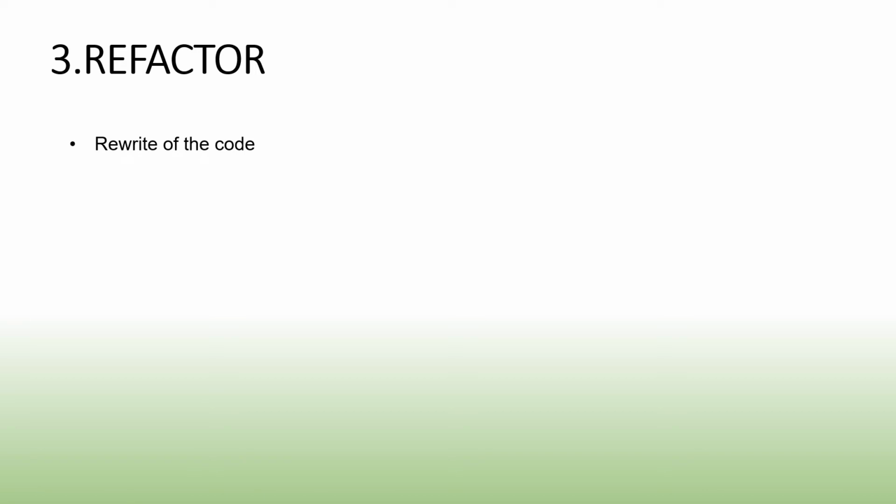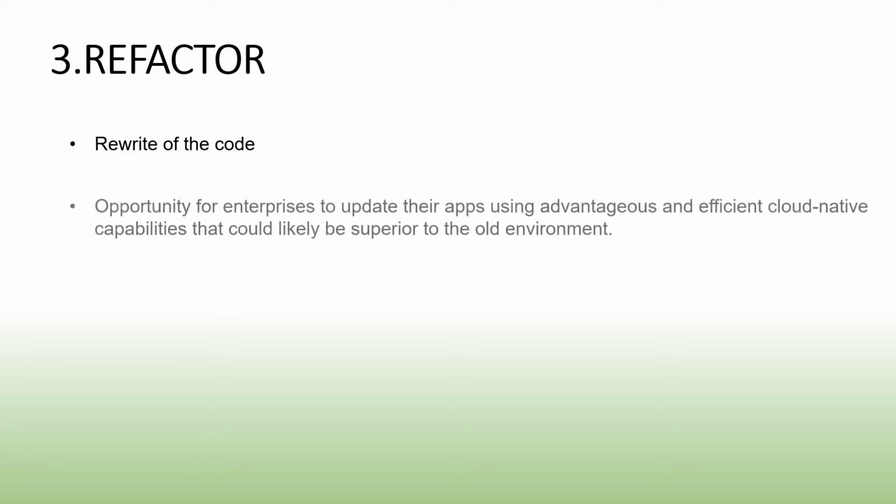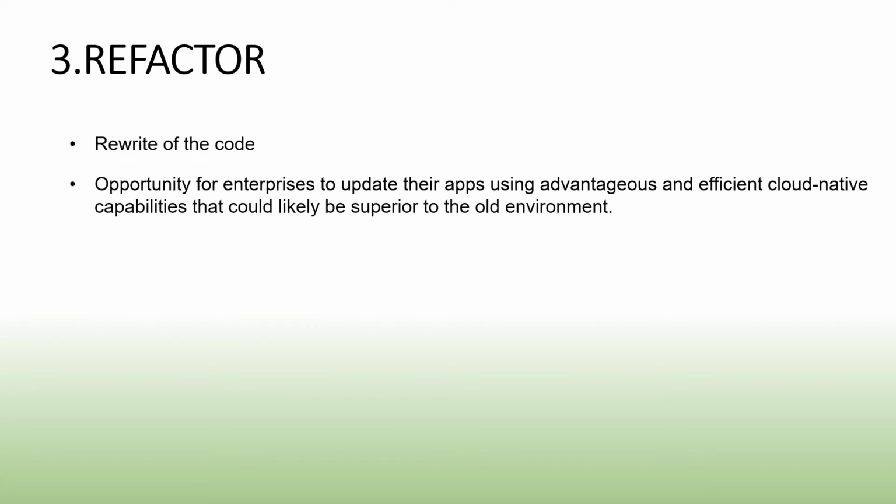Now let's talk about the third R, which is refactor. Sometimes legacy software is simply too old to run on the current cloud technology, so this will require a complete rewrite of the code. But remember that this is not a setback, but an opportunity for enterprises to update their apps using advantages and efficient cloud-native capabilities that could likely be superior to the old environment.